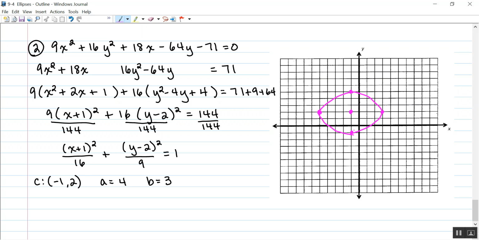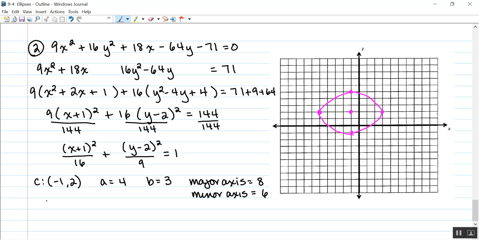All right. And let's see, so I need to say how long my major axis is. So my major axis is 8 units long, 2 times a. My minor axis is 6 units long, 2 times b. And now I need to find the coordinates of the foci.